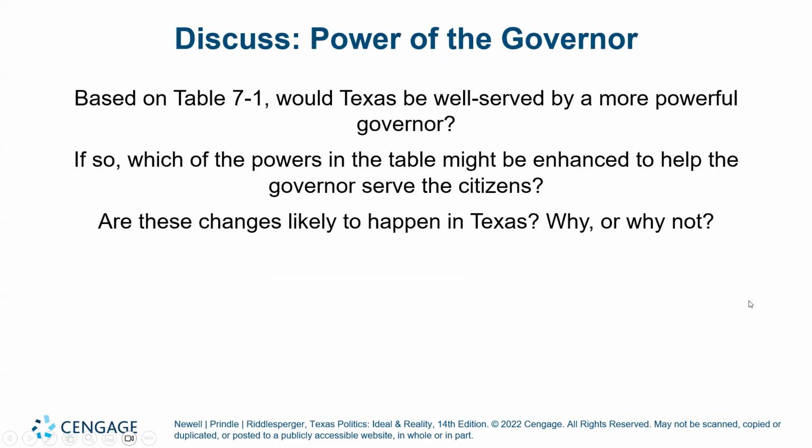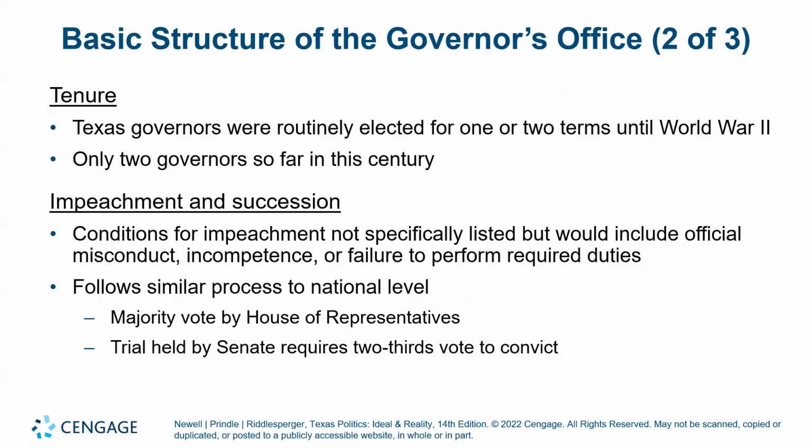So, okay, let's go ahead and continue here. Let's take a look at the basic structure of the governor's office. Okay, so tenure. Texas governors were routinely elected for 1 or 2 year terms until World War II. Like I mentioned, tons of turnover.